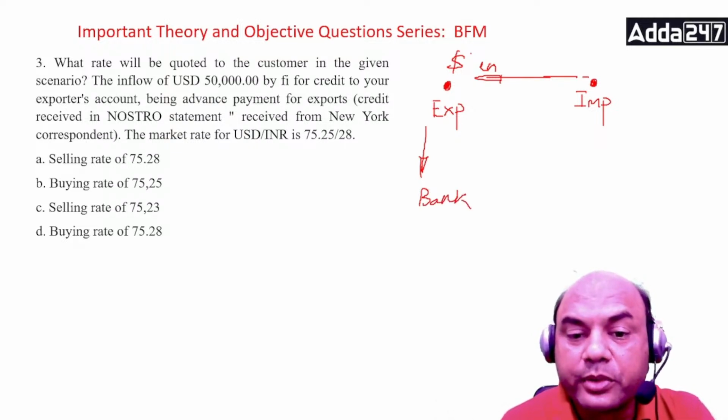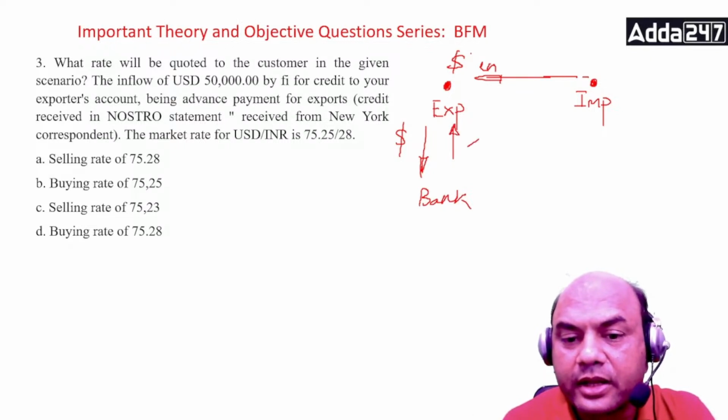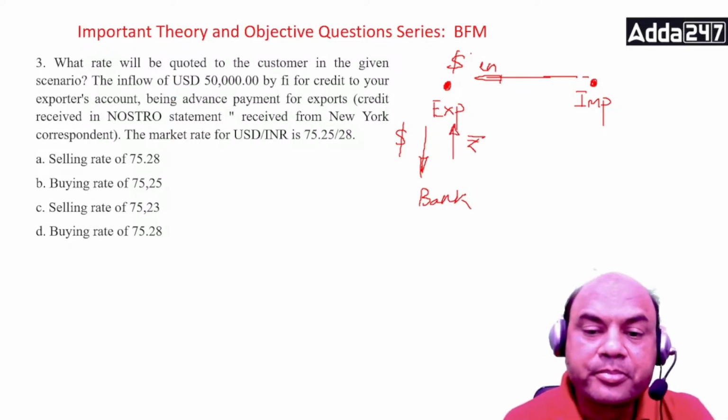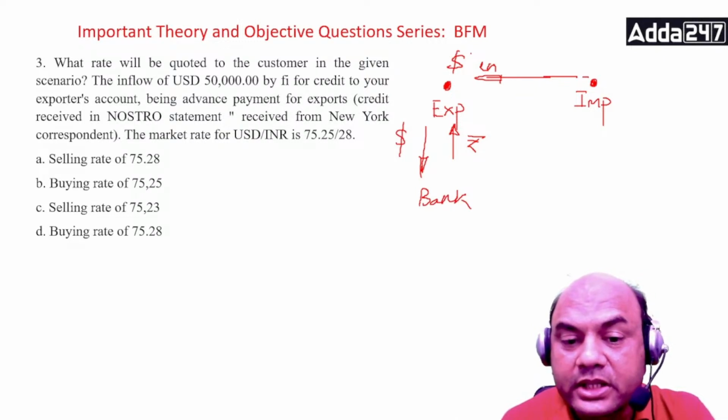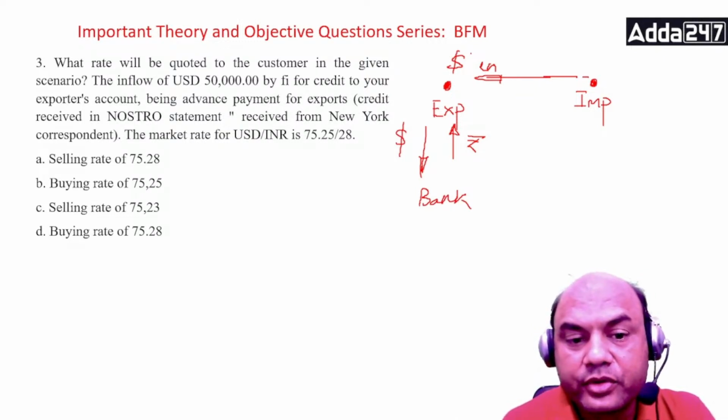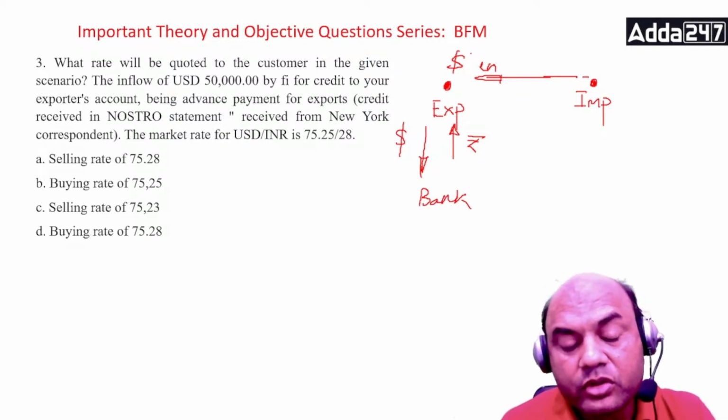Okay, so the exporter will sell the dollars to you and you will sell the rupees to that guy. Sell means give the rupees to that guy. So what are you doing over here? Dollars are coming to you, so you will be buying. So you have to use the buy rate. So what is the buy rate?